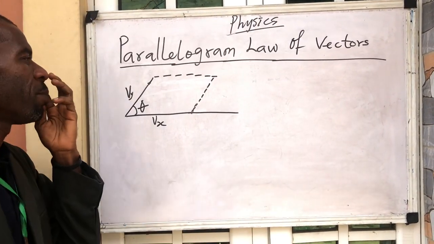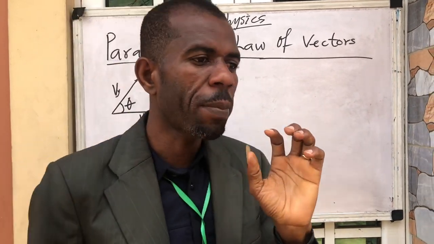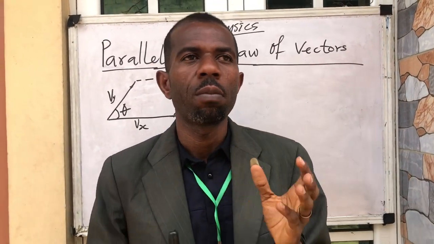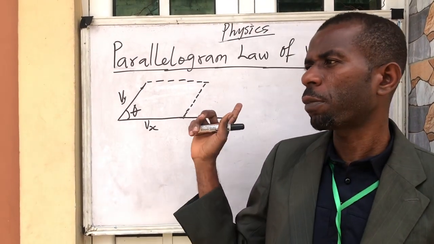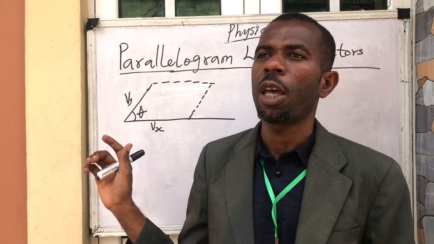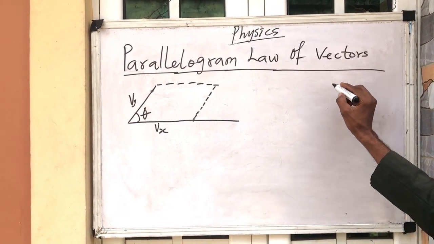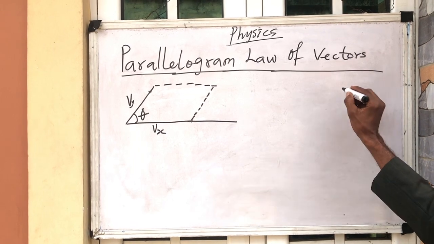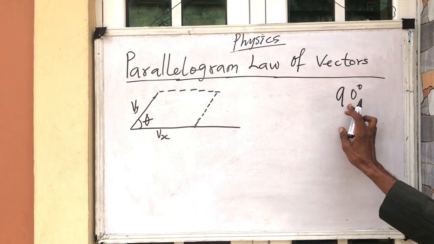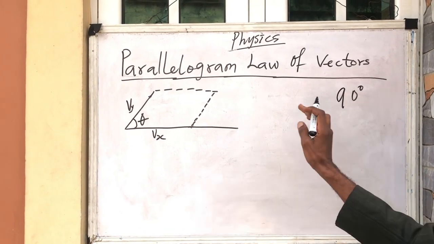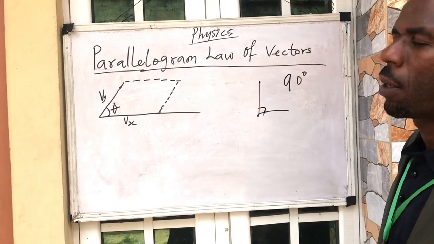Now, when we look at the parallelogram law of vectors, remember addition of vectors involves both the trigonometrical method and the graphical method. Now, in our trigonometrical method, when two vectors are acting at an angle that is greater than 90 degrees, or more than this, or even below, we use the parallelogram law. So we cannot use this perpendicular angle.